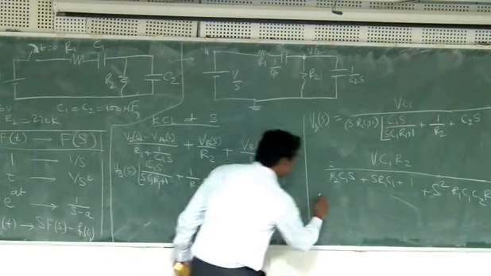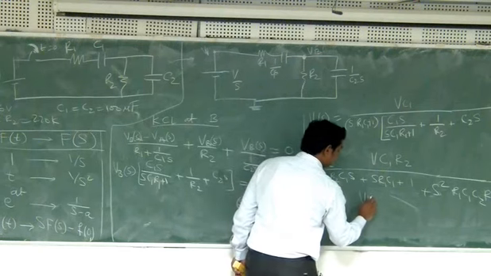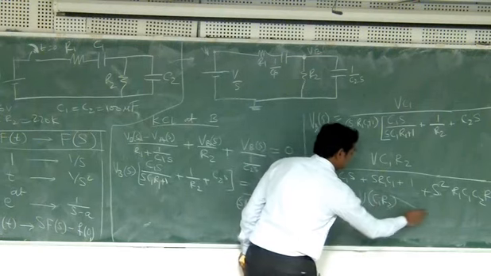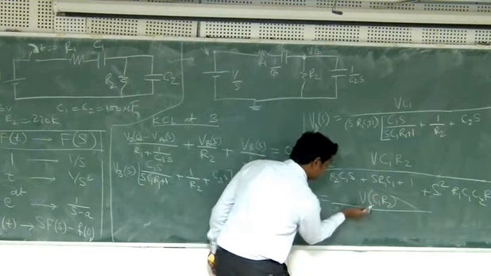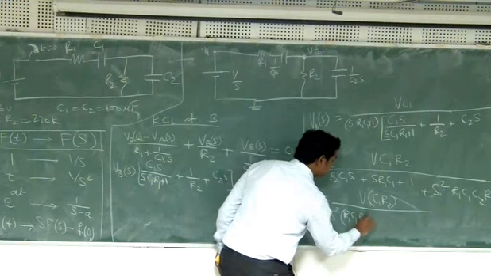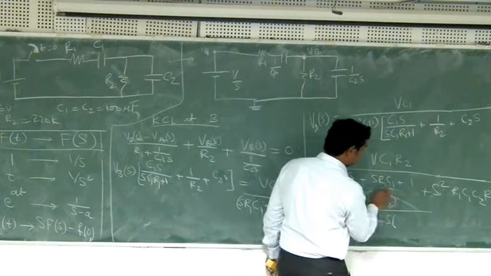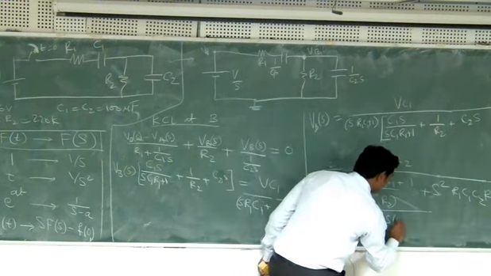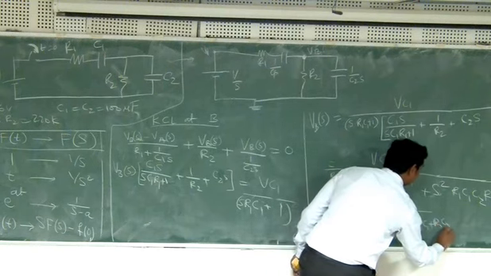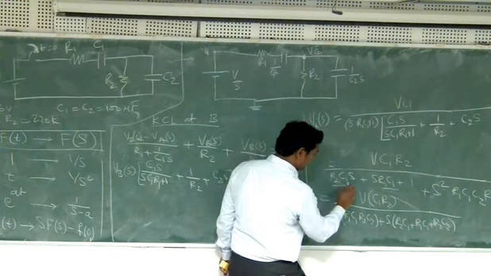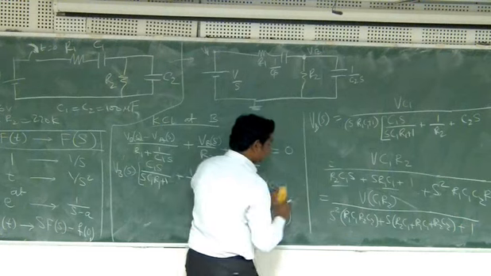So now I'll just rewrite it like this. I will collect the S square terms and things like that. So V into C1 R2 divided by S square into R1 C1 R2 C2, plus S into R2 C1 plus R1 C1 plus R2 C2. Okay. Plus 1. Okay. So this is what I wanted to get. This is directly VB of S.